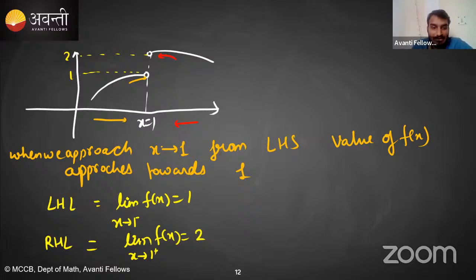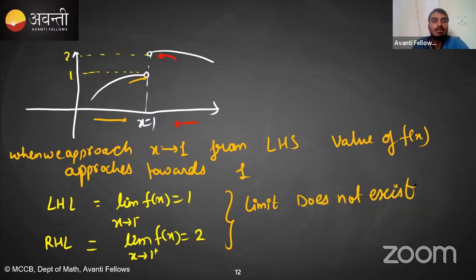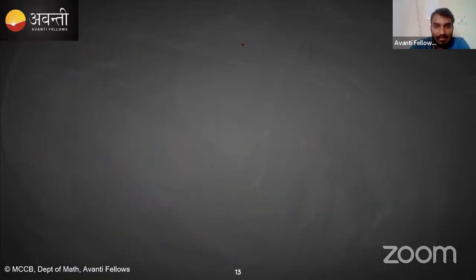Yes or no? But these are not the same value. So we will simply say limit does not exist. Is this clear, students? So whenever I'm approaching from the left hand side, I will keep a minus sign above it. And whenever I'm approaching towards the right hand side, I'll put a plus sign. Clear? I hope this is clear now.